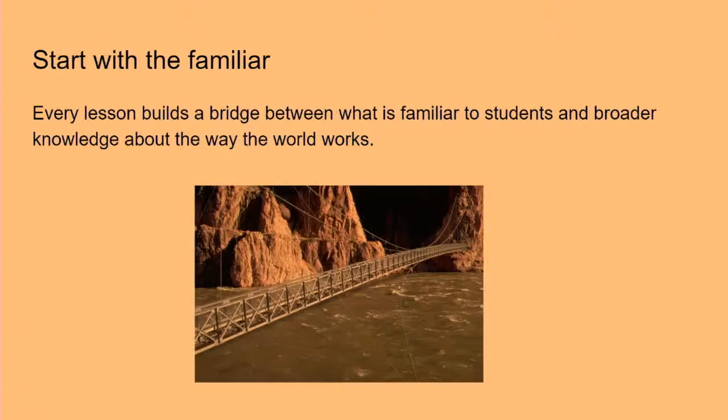So every lesson sort of builds a bridge between what's familiar to the students and then to the broader knowledge about the way the world works. So for example, for this module, students know that they have legs to walk, they have arms, they have hands or a mouth that helps them eat. So that's familiar to them. Then they learn about animals and plants and their structures. So a bird has a beak and that helps it eat. So they start with what's familiar, what they know, and then we broaden that to the larger world.